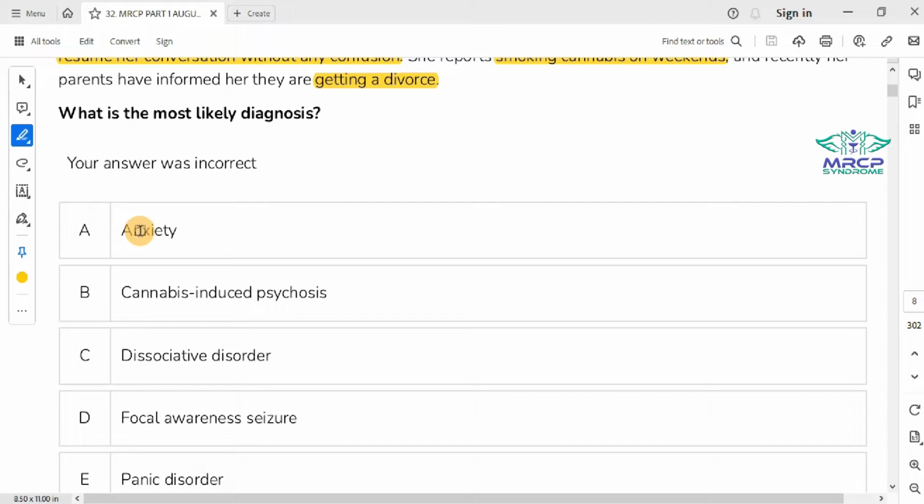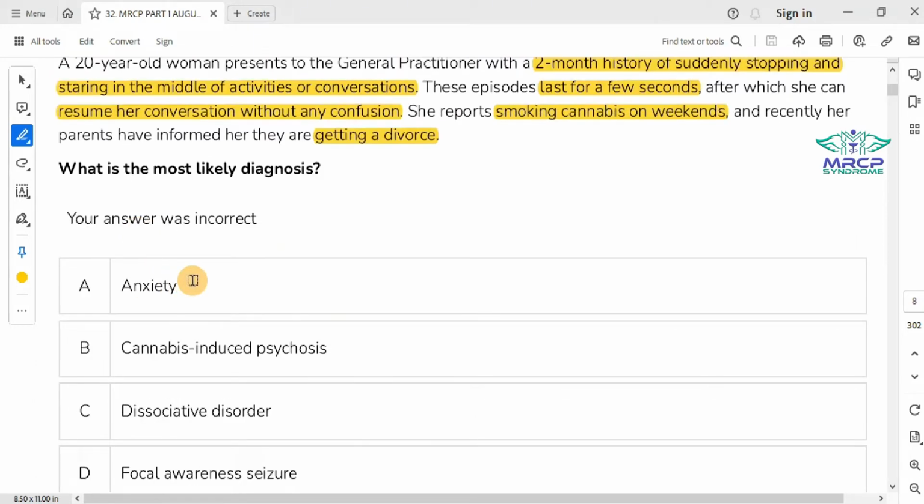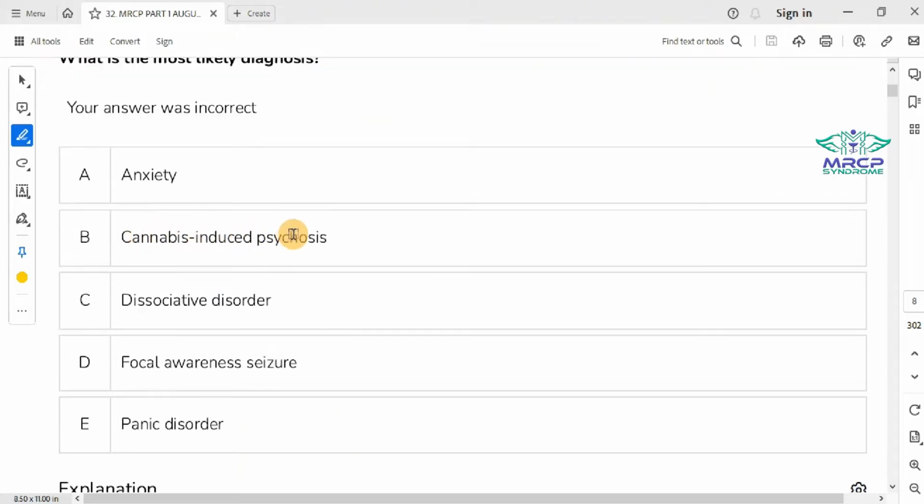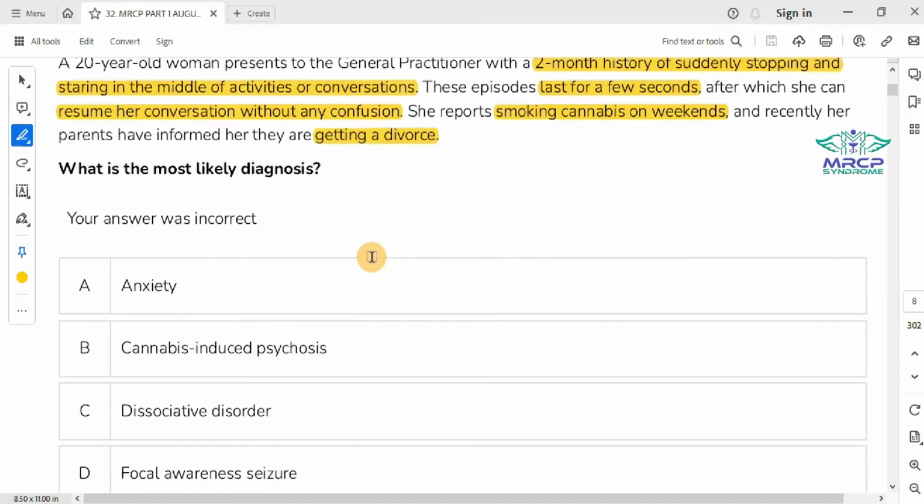And with respect to the anxiety, in case of anxiety, the patient usually comes up with the features of palpitation or sweating, or there may be a longer duration of distress, and abrupt cessation of activity without emotional or physical symptom. This is also atypical for the anxiety. And with respect to the cannabis induced psychosis, this condition usually involves more severe symptoms like hallucination or delusion or significant alteration in the perception rather than just a transient staring spell or with the rapid recovery.